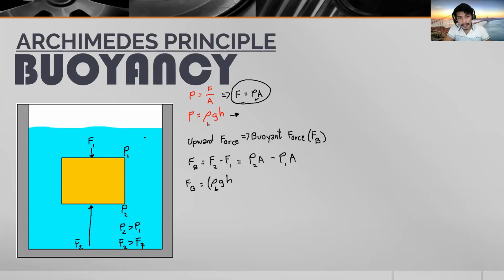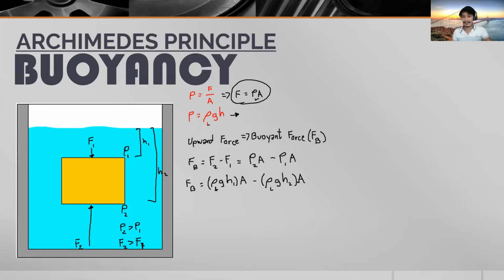Multiplied by H. H, this is the height, the depth of the first point. So H1, tatawagin natin itong H1. Okay? Multiplied by the surface area minus the same pa din, the density of the liquid multiplied by the acceleration due to gravity multiplied by H2. Ito na yung depth ng ating second point sa bottom. This is H2. Multiplied by the surface area.